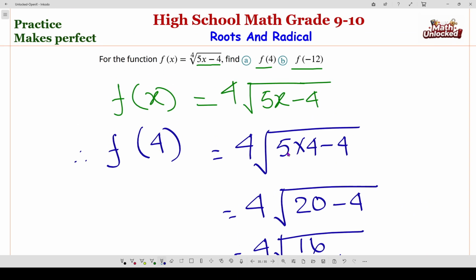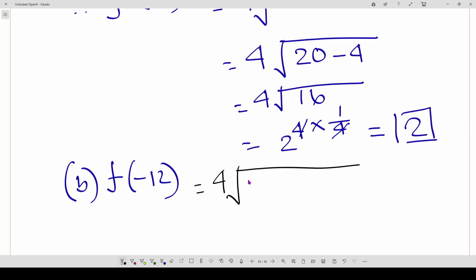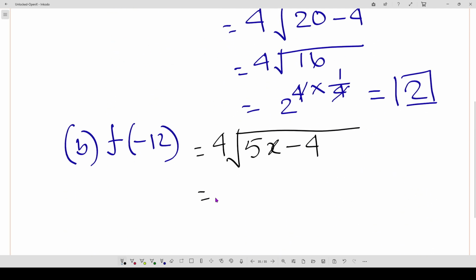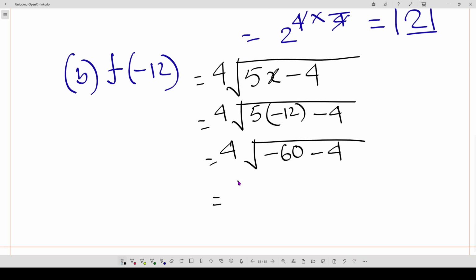Now number B, f of minus 12. Again the fourth root, then 5x minus 4, right? The fourth root of 5 times minus 12 minus 4. Minus 12 times 5 will be minus 60, and here is a minus 4. Now it's the fourth root, and here is minus 64.